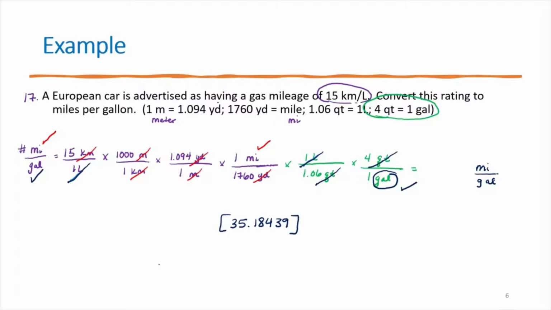You can do all the numerator, then all the denominator. You can mix it up. I don't care. What do I mean by that? In your calculator, you can say 15 times 1,000 times 1.094 times 4 divided by 1760 divided by 1.06. You could say 15 times 1,000 times 1.094 divided by 1760 divided by 1.06 times 4. Those will give you the same answer. That's because multiplication and division have equal weight in orders of operation. Do what you're comfortable with.